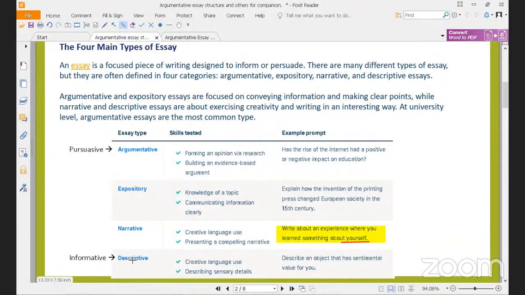And informative or descriptive, we also use creative language, and we use some sensory details to describe the ambiance or the environment. As an example, we describe an object, a person, animal, whatever, that has sentimental value for you, or maybe society, or maybe a certain group of people. Again, it doesn't have to be about you necessarily. Okay. Up to here, any questions in regards to the types of essays that we have discussed so far?